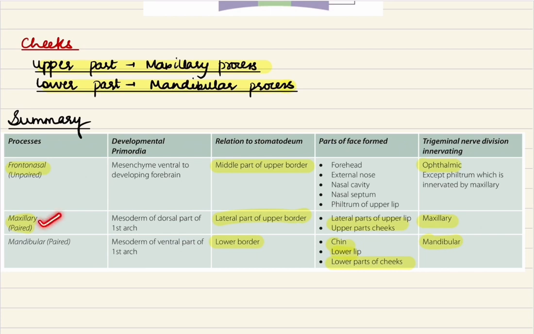Now, coming to the maxillary process, they develop from the mesoderm of the first arch from the dorsal part, and they form the lateral parts of the upper border of the developing mouth, and they lead to formation of the lateral parts of the upper lip and also the upper cheek, and they are supplied by the maxillary nerve. Coming to the mandibular process, it is formed by the ventral part of the first arch and forms the lower border of the stomatodeum and leads to formation of the lower lip, chin, and also the lower part of the cheek, and it is supplied by the mandibular nerve.